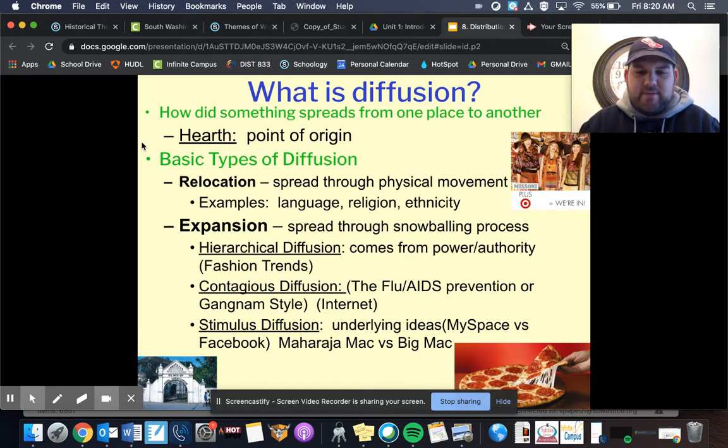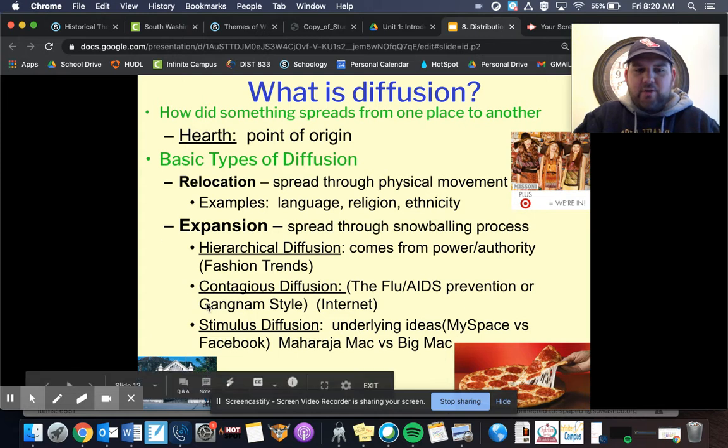Lastly, we have stimulus diffusion, which is the diffusion of underlying ideas. So the idea that one thing is better than the other, and people going out and spreading that word. Like if you think that Adidas is better than Nike, and you go out and spread that around. That's a type of diffusion. Same with McDonald's or Burger King, Subway, Jimmy John's, Domino's, Papa John's. Those are all stimulus diffusion.